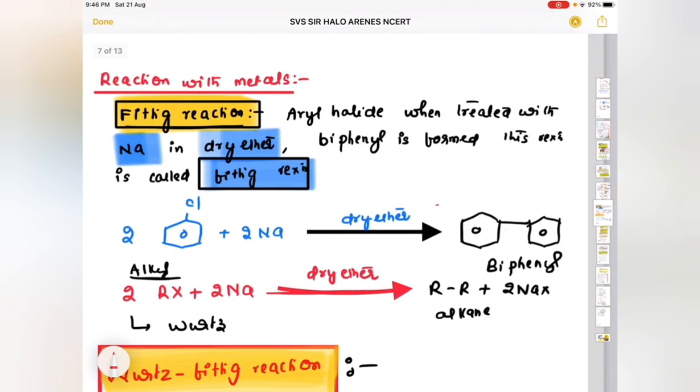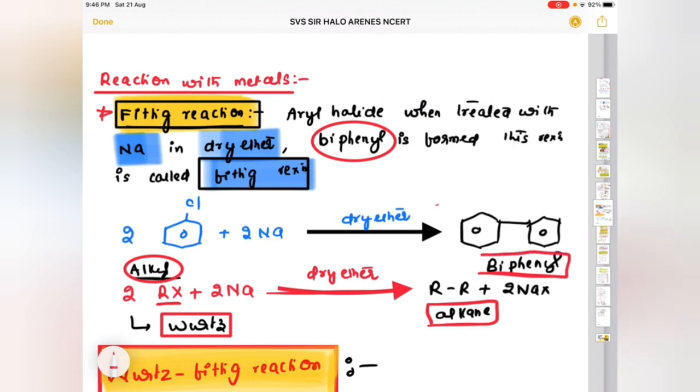So reaction with metals, very important, Fittig reaction. Aryl halides, when treated with sodium metal in presence of dry ether, we are getting biphenyl. So this reaction we call Fittig reaction. Generally alkyl halides, if you take 2 moles of alkyl halide, we call it Wurtz reaction. 2 moles of aryl halide, we get Fittig reaction. Here we are getting alkanes, here we are getting biphenyls.